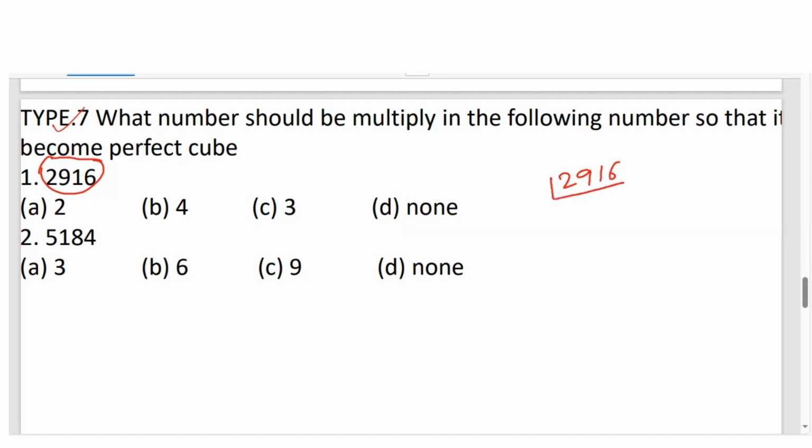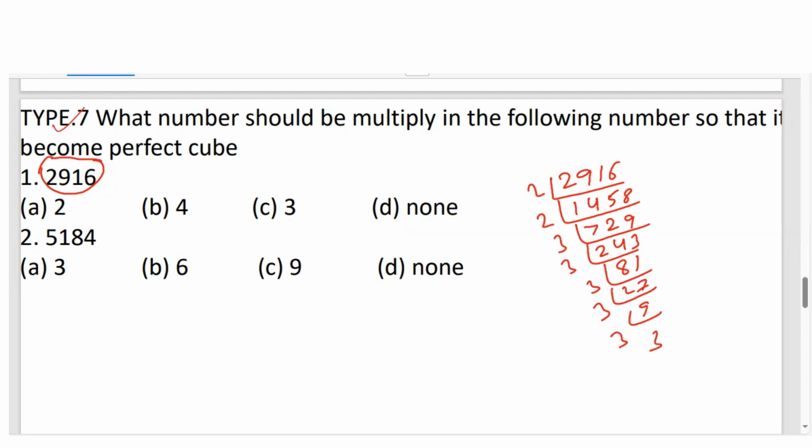Just see, 2 ones are 2, 2 twos are 4, 2 fours are 8, 2 fives are 10, 2 eights are 16, 2 sevens are 14, 2 twos are 4, 2 nines are 18. Now see here, 3 twos are 6, 3 fours are 12, 3 eights are 24, and 27, 3 nines are 27, and 3. So what we are seeing here: this is a triplet of 3, this is a triplet of 3, and we have 2 only two times.